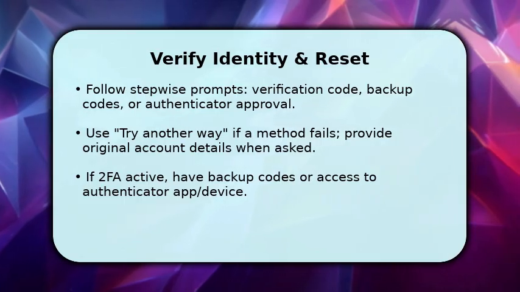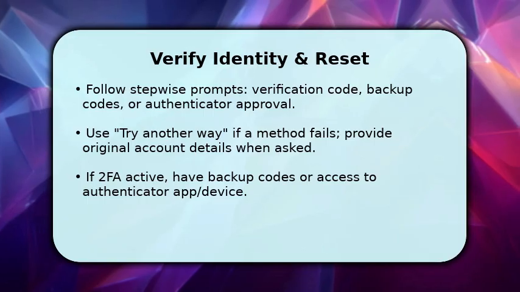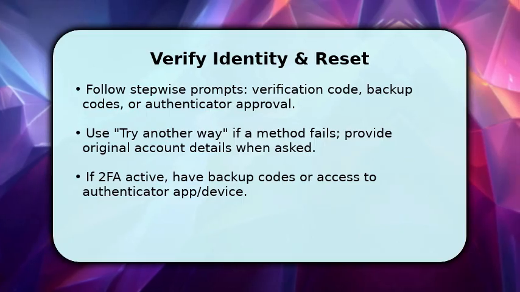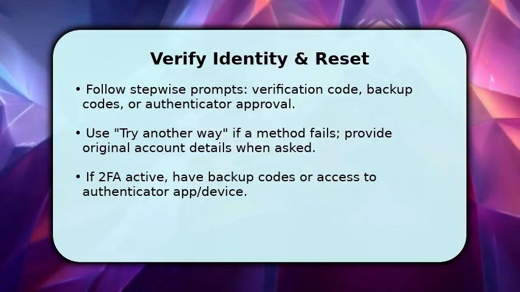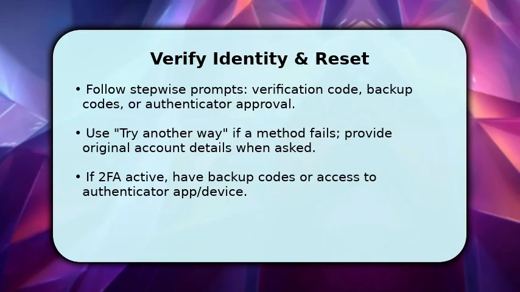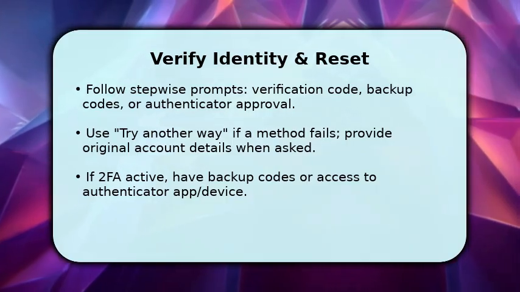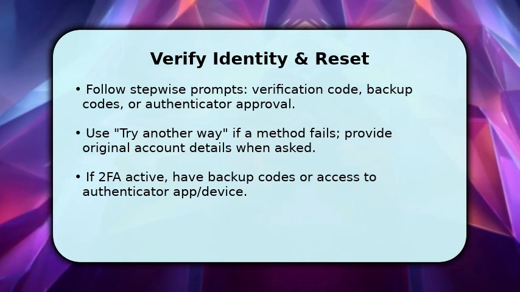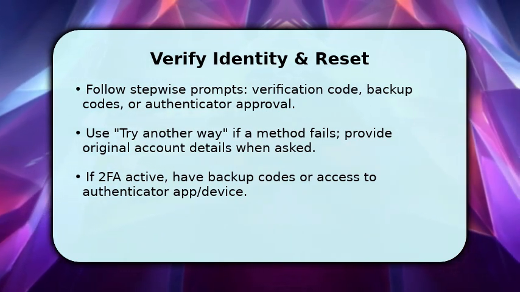If two-factor authentication blocks you, use backup codes or the Authenticator app. If those are unavailable, choose Try Another Way and supply historical account info like creation date or recent email recipients. This layered approach reduces false rejections because Google weights recent, specific evidence heavily during automated review.